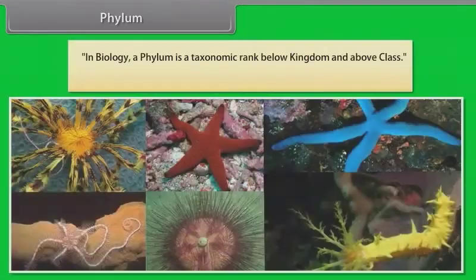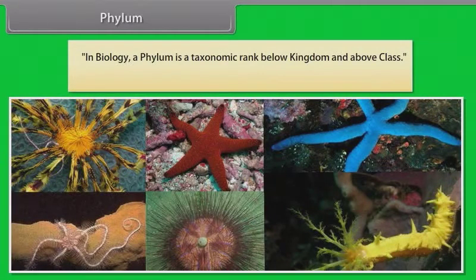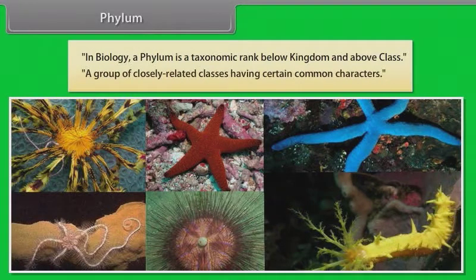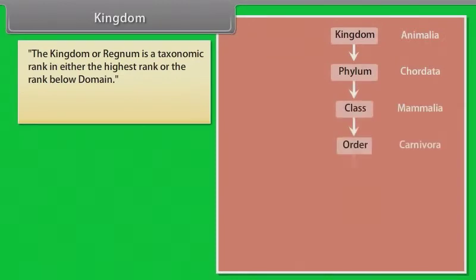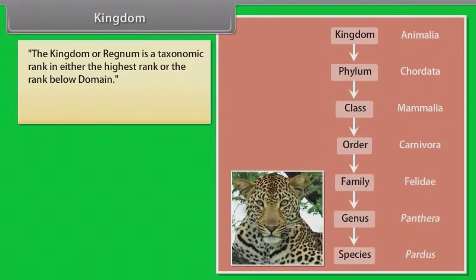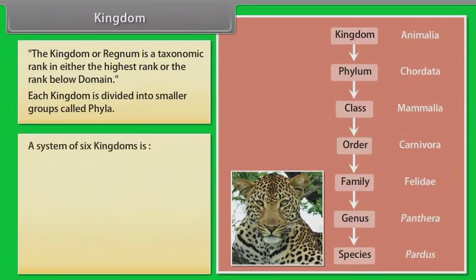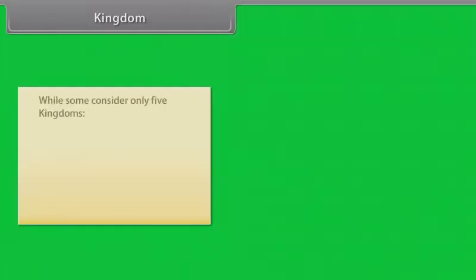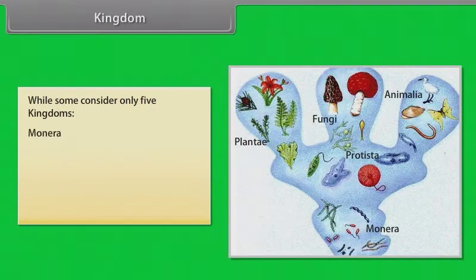Phylum: in biology, a phylum is a taxonomic rank below kingdom and above class. A group of closely related classes having certain common characters. In botany, phylum is equivalent to division. Kingdom: the kingdom or regnum is a taxonomic rank, either the highest rank or the rank below domain. Each kingdom is divided into smaller groups called phyla. A system of 6 kingdoms is Animalia, Plantae, Fungi, Protista, Archaea, Bacteria, while some consider only 5 kingdoms: Monera, Protista, Fungi, Plantae, Animalia.